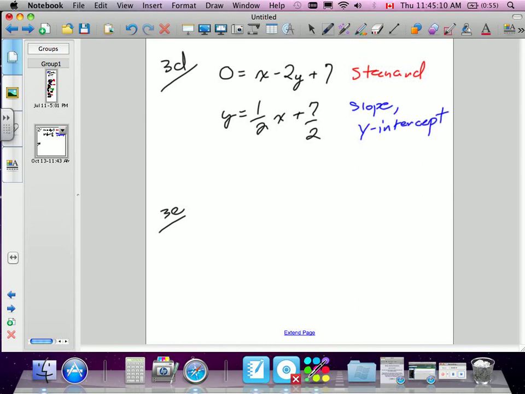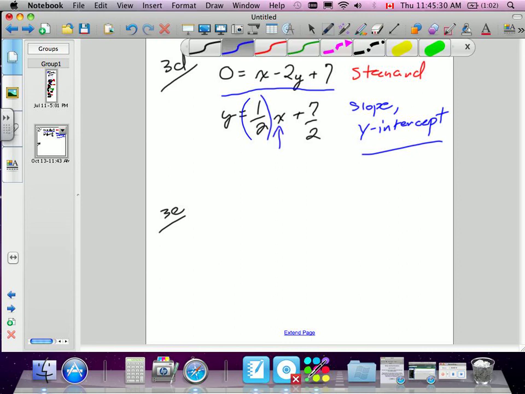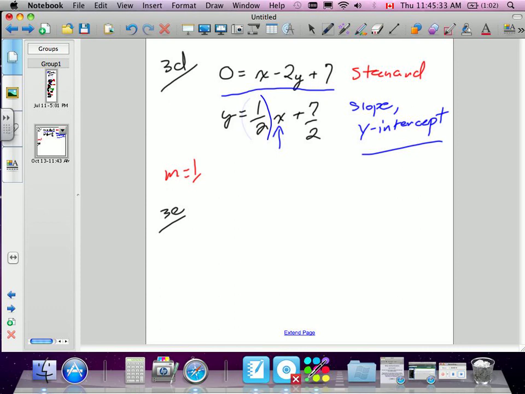Okay. 3D asks us, what is the slope of a line that is parallel? Just the slope. Well, in standard form, I can't look at it and see exactly what the slope is. But I can in slope y-intercept form. What is the slope in this form? 1 over 2. X is not involved. So just 1/2. So our slope is 1/2. So a parallel line is a line that has the exact same slope. So what that means is the slope of a parallel line will be m is equal to 1 over 2. Does that make sense?